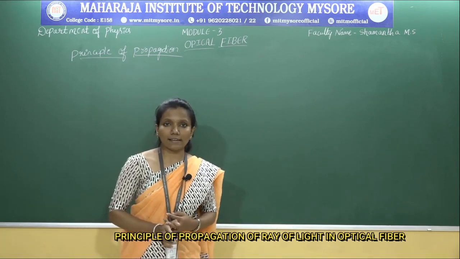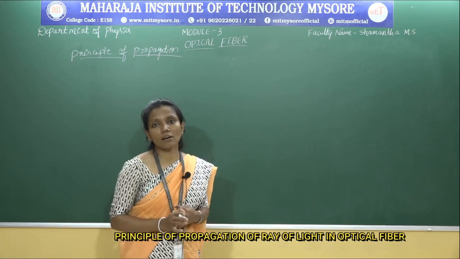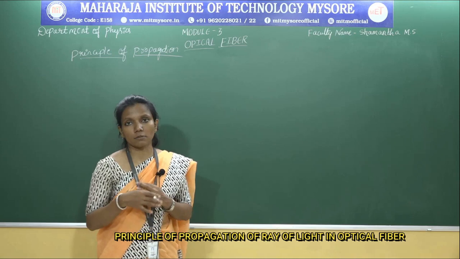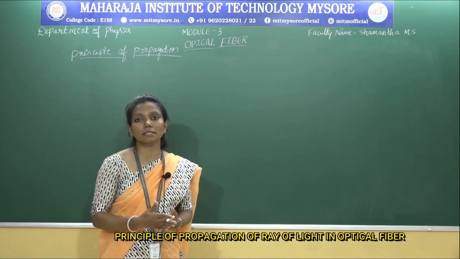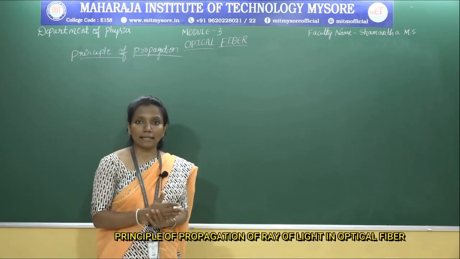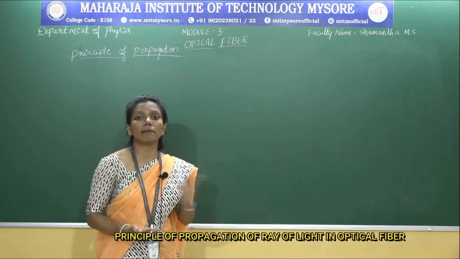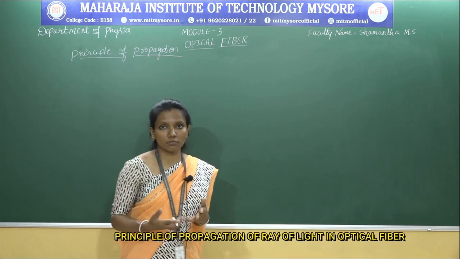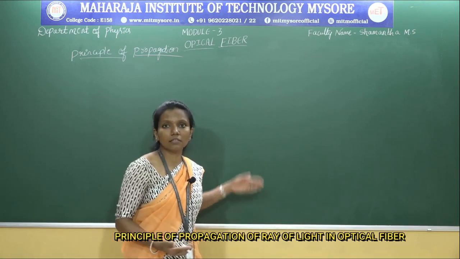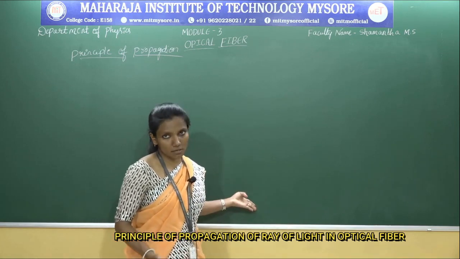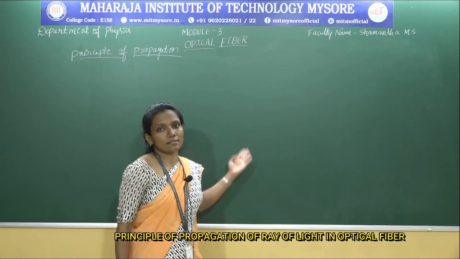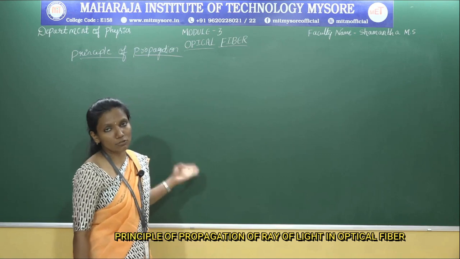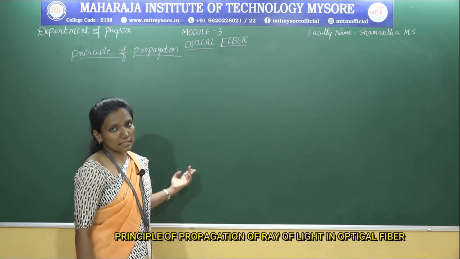So what is total internal reflection? We know that when a ray of light travels from one medium to another medium, from the denser medium to the rarer medium, then that light ray will reflect back to the same medium without refraction, without loss of signal. That ray of light will come back to the same medium. That is what we call total internal reflection. So this optical fiber mainly works on the principle of total internal reflection.